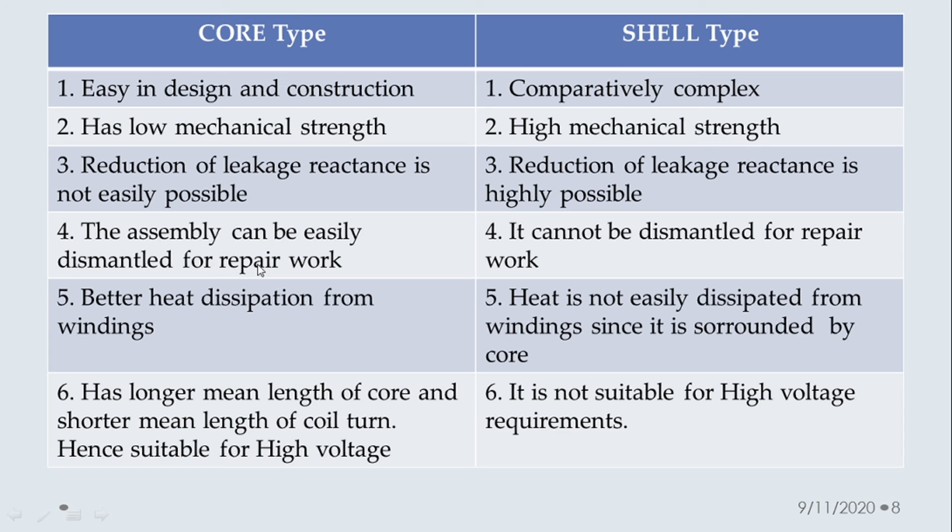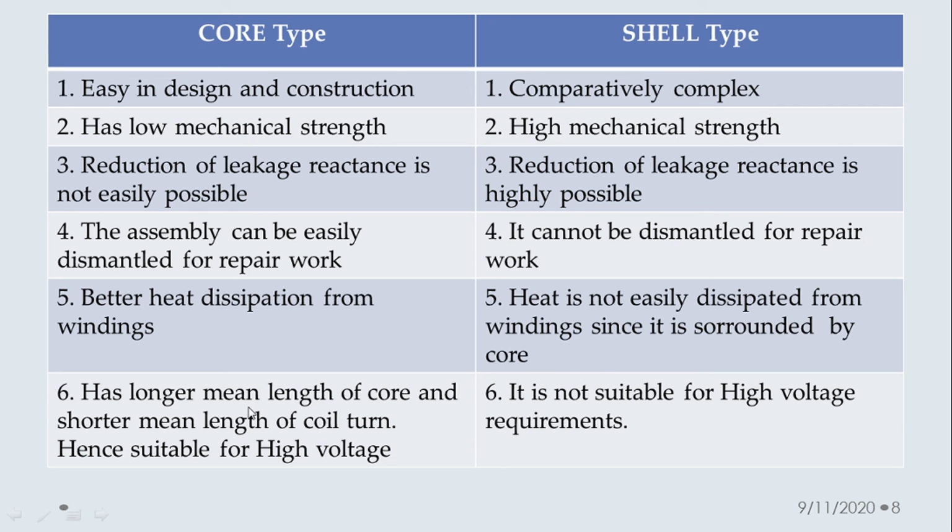Fourth one, the assembly can be easily dismantled for repair work in the core type transformer, but the shell type cannot be dismantled for repair work. In the core type transformer, there is better heat dissipation from the winding, but in the shell type transformer heat is not easily dissipated from the winding since it is surrounded by the core. So heat dissipation is difficult in the shell type transformer when compared to the core type transformer.